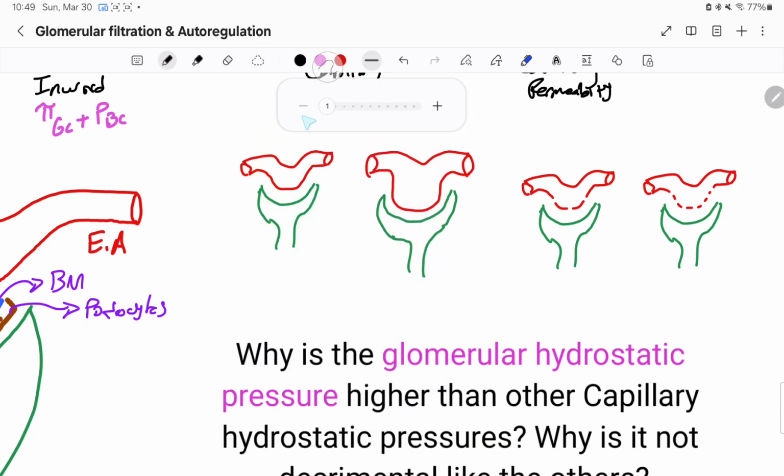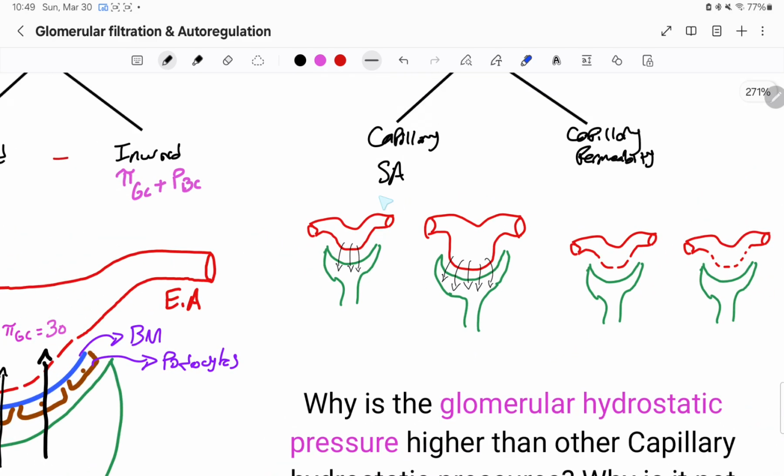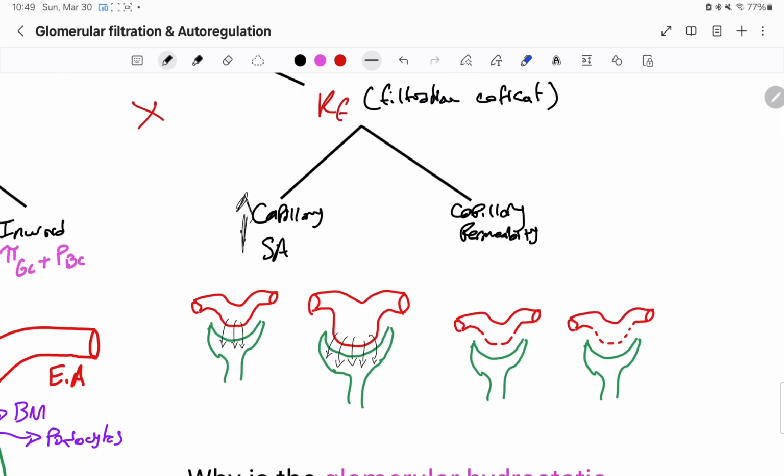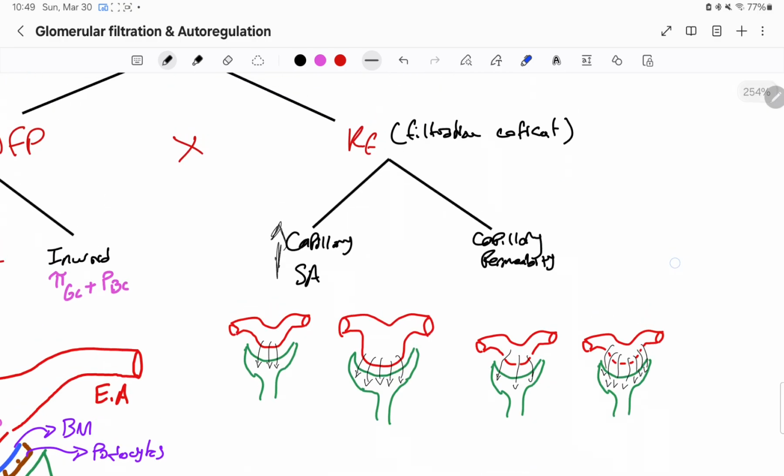So here we have the capillary surface area, right? Here's one capillary with a small glomerulus, and maybe it can give like this much filtration. Here we have a larger glomerulus, and you can see boom, boom, boom, boom, boom, so much more filtration. So obviously, the higher the capillary surface area, the higher the filtration coefficient. Capillary permeability talks about the amount of pores, remember? So over here, I have 1 pore, 2 pore, and 3 pore. Not bad. But over here, I have so many pores that I'm just filtering all around the place. Look at that. So much more filtered here. So the more pores I have, the better.